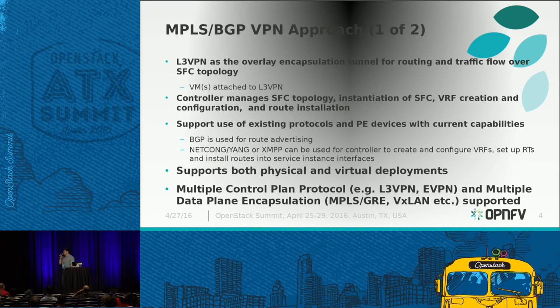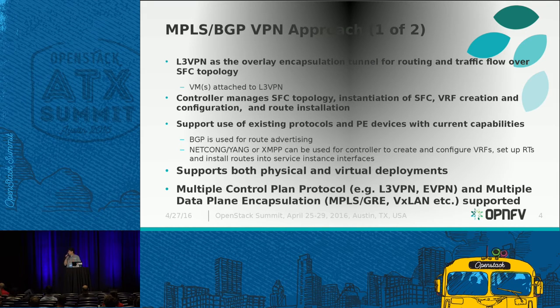So as I mentioned, there are primarily two different approaches to implement service function chains. One approach is based on layer three, using the current network functions, based on MPLS and BGP protocols, which have already been deployed in the existing network infrastructure. In this approach, we're using IPVPN, which is based on layer three, used as an overlay encapsulation method for routing and traffic flow over the whole service function chain topologies. And all the different VMs are attached to the L3 VPN.